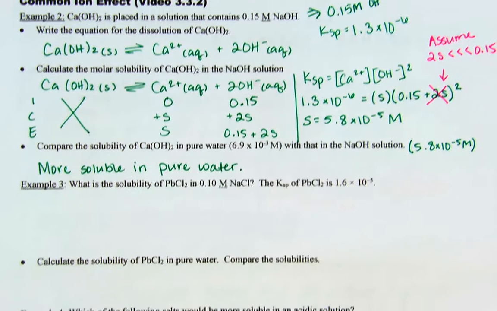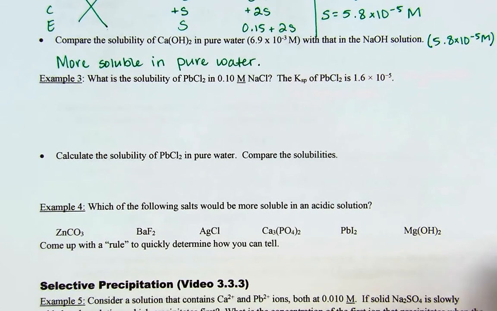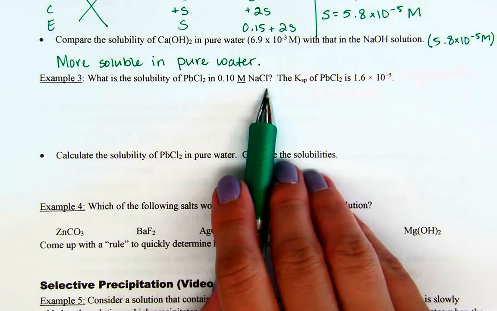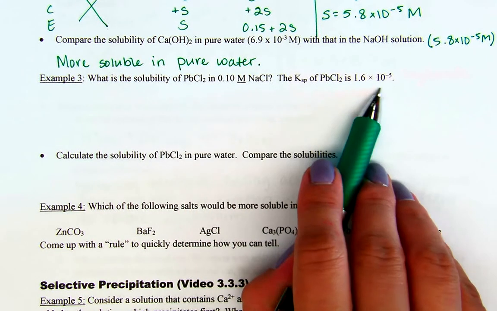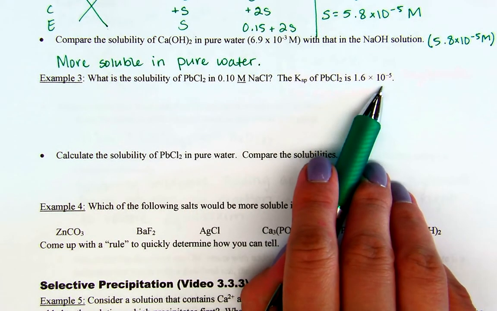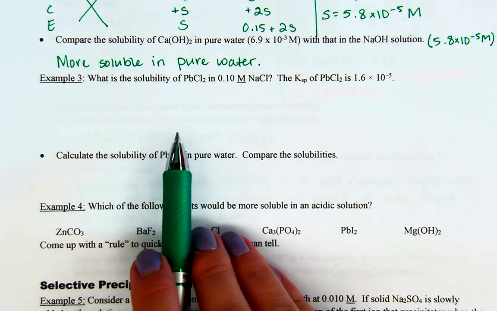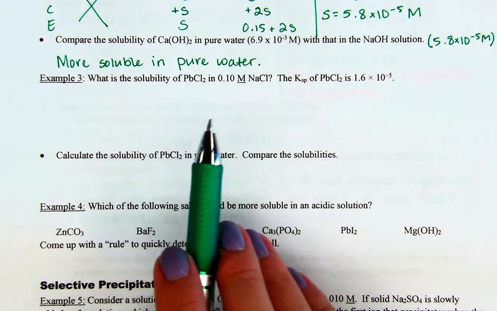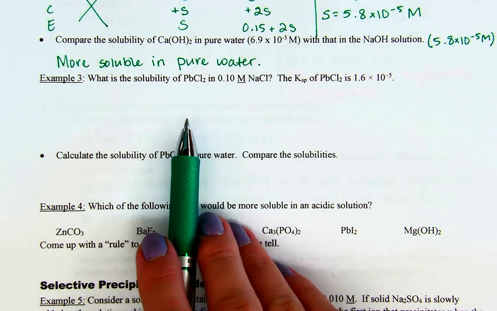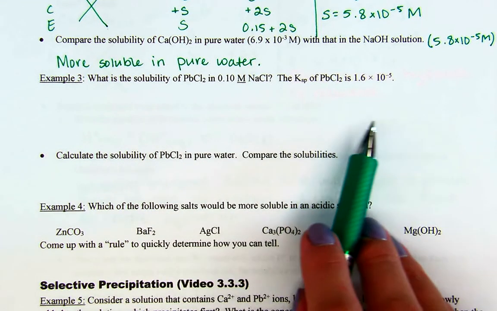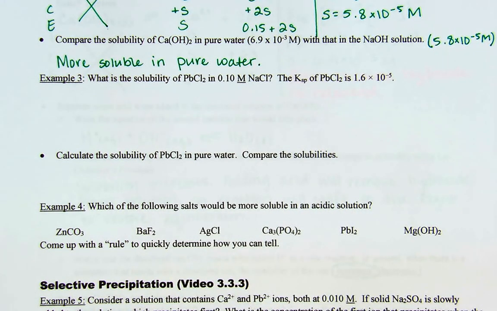Example 3: What is the solubility of lead chloride in 0.1 molar sodium chloride solution? Here they're giving you the Ksp of lead chloride. I would like you to pause the video now. This is just like the previous problem, where you're going to make the same assumptions. Please pause the video, get all the way to S, figure out what S is, and then come back.